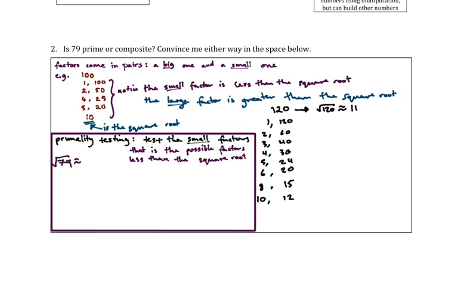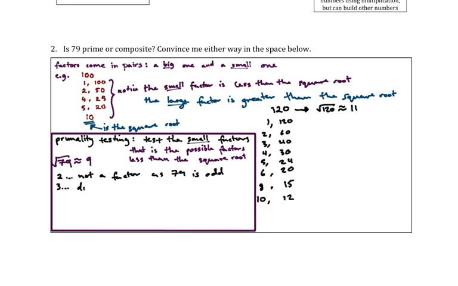So 79, the square root is about 9, because 9 squared is 81, so the square root of 79 is about 9. So let's test the possible small factors. 2 is a possible small factor, but it's not a factor because 79 is odd.